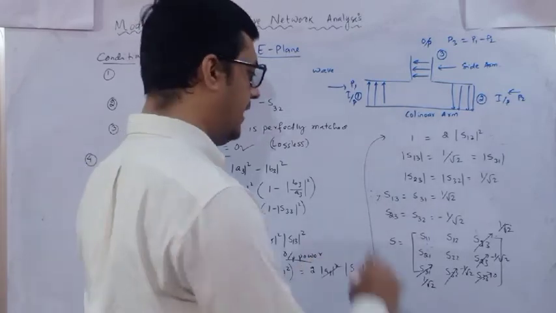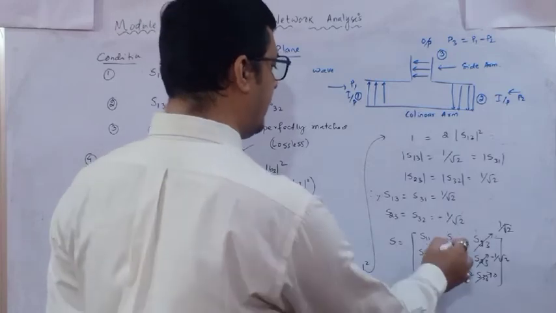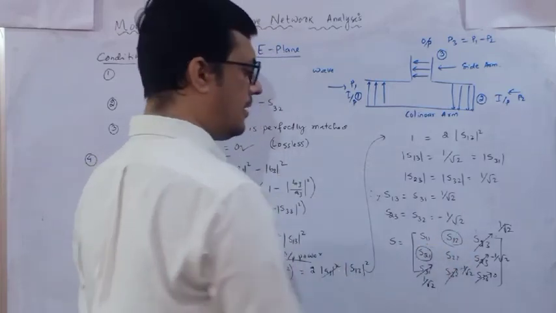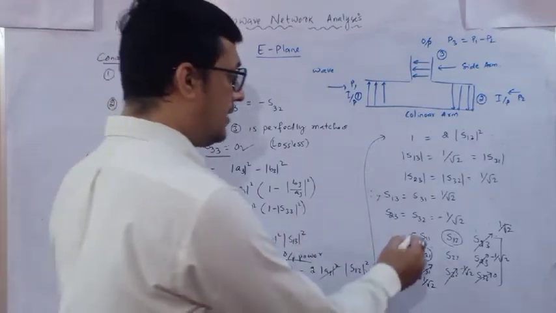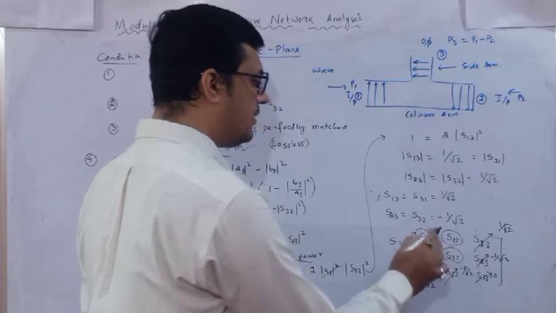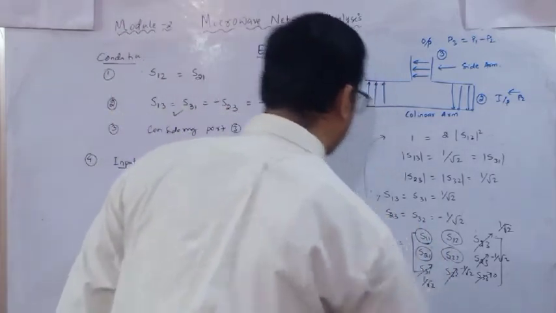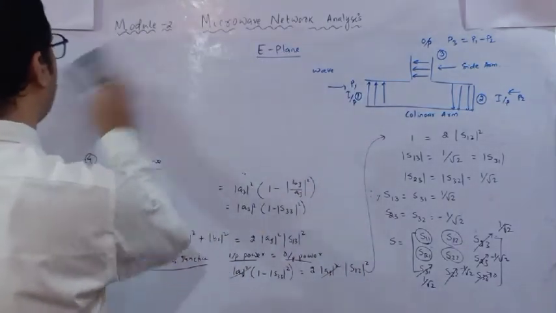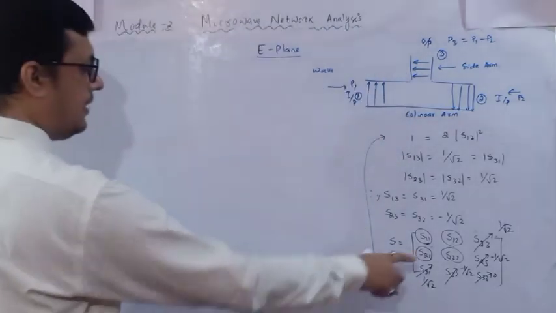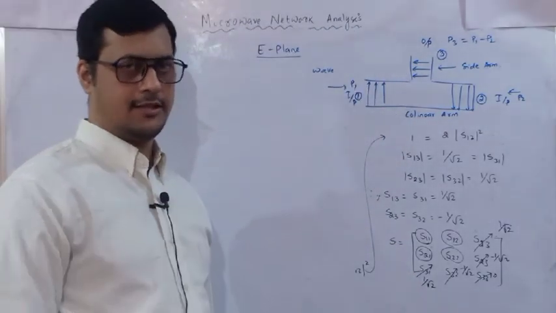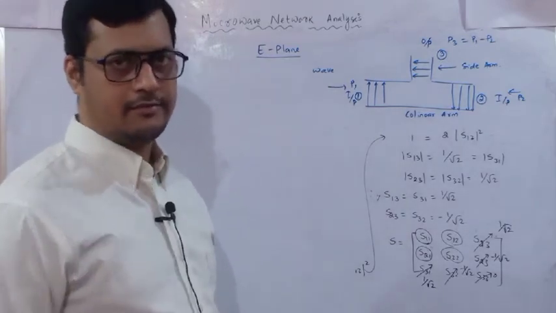Next, S12 is equal to S21. This is the reciprocity theorem, the symmetric condition. And the other two factors, S11 and S22, are also left. How to identify these? Let me derive it. Now, it is a lossless junction, and the property of the lossless junction is that the unitary property must be satisfied.